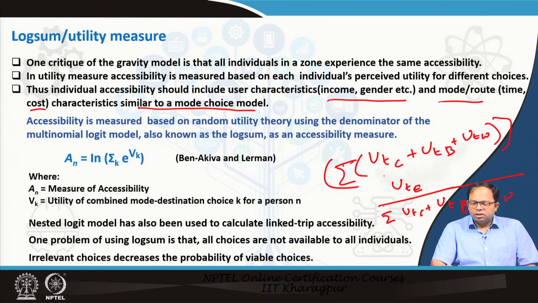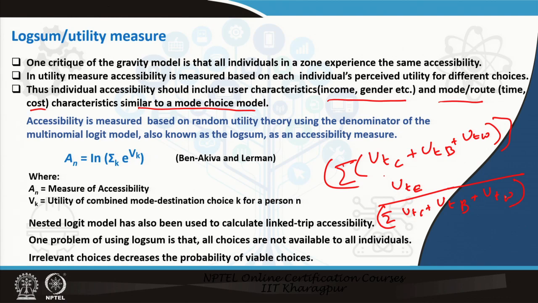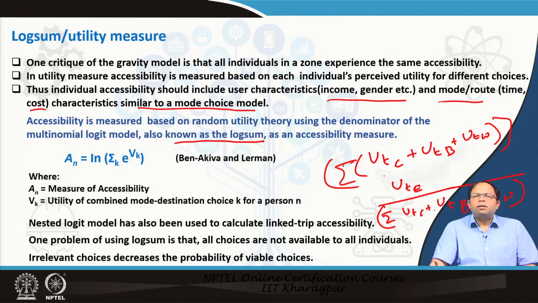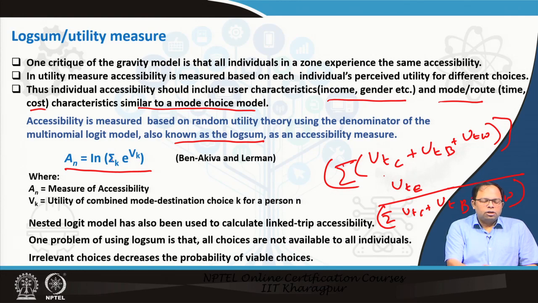So this value is called the log sum. So log sum of all the modes, it's a combined utility of all the modes that could be considered. So that is this form: N is equal to, we take again the log of this particular value, so summation of e to the power Vk, and this Vk is the utility that we are talking about. So this entire utility, this particular value, will go in there.